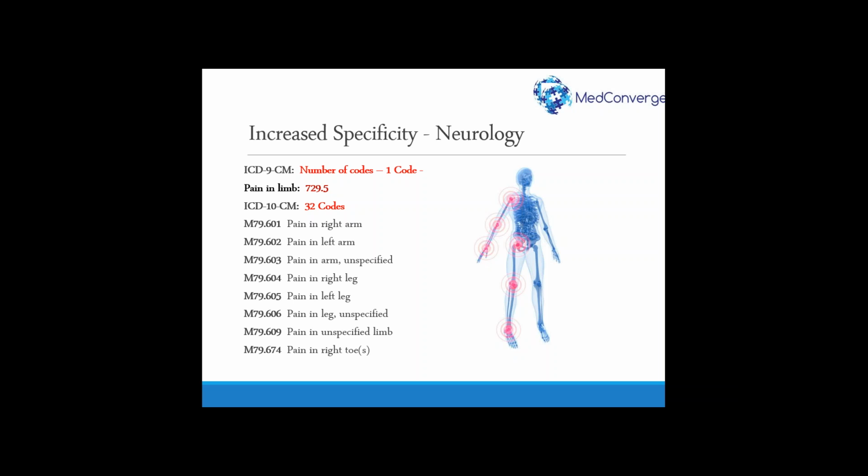So anyhow, in my experience, clinicians have always done a good job with documenting pain because a patient would never say pain in limb, right? They'd point to where the pain is, and ICD-9 just didn't have that definition for unspecified pain, but now ICD-10 does.